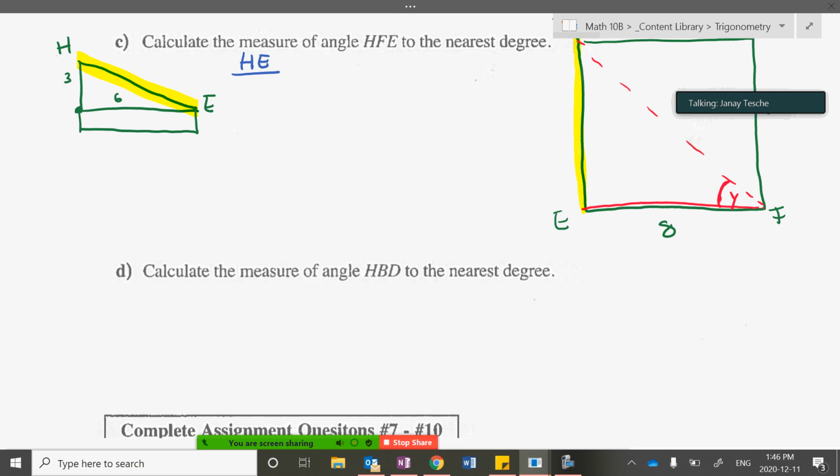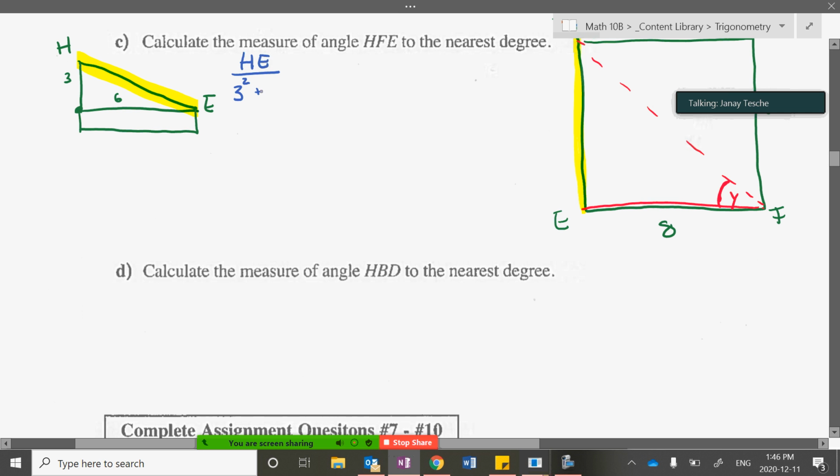So with Pythagorean's theorem, I'm going to get 3 squared plus 6 squared equals our unknown. So I get 9 plus 36. I will have to square root this. 49, the square root of 49 is 7, so we're going to be close to 7, so 6.7. So we just found that this length here is 6.7.